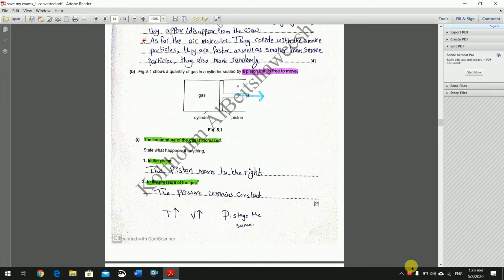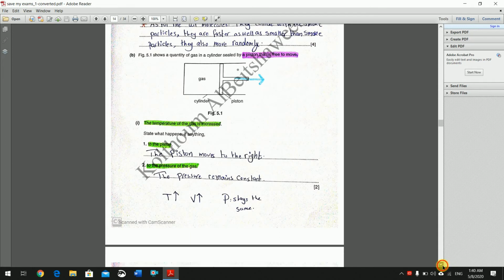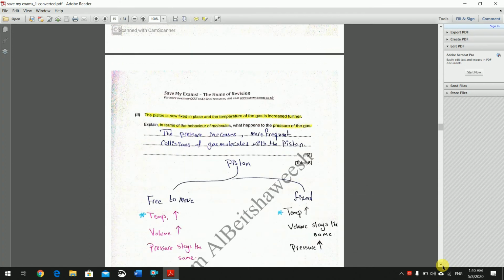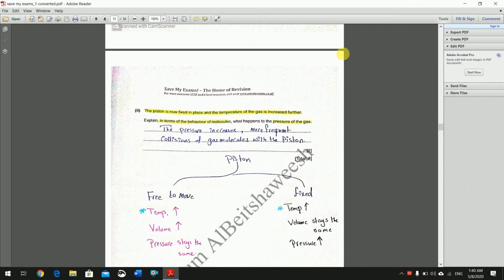Okay? Now, the piston is now fixed. Now you can't change it. You can't move it. And the temperature is also increased further. Now, what will happen to the molecules and the pressure of the gas? Will it stay the same? No, it will increase because more frequent collisions will happen between the gas molecules and the piston.